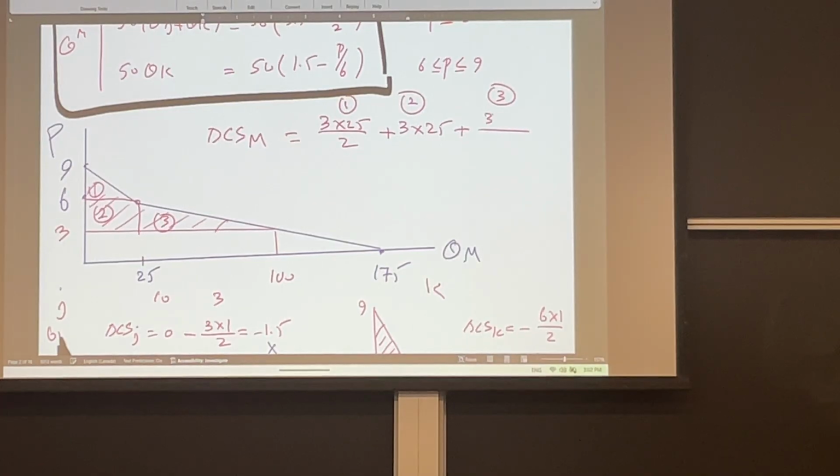That's 3 multiplied by 75 divided by 2. Sum them up. What do you get? 225. 225. So it's the same. You get the same loss.